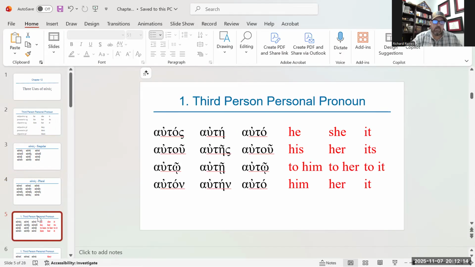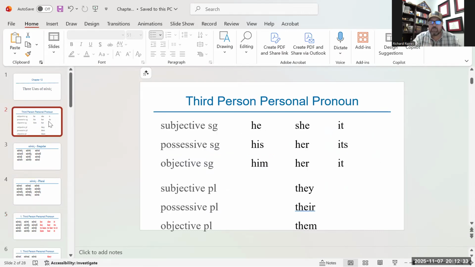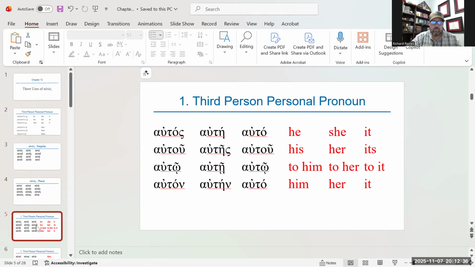So here's how you would translate each of those into English. I'm just going to toggle really quickly, so take a mental picture of this. He, she, or it, his, her, its, to him, to her, to it, him, her, it. That's what you're going to find similar to this paradigm. So in the Greek, when autos appears in the nominative, it is typically going to be the subject. Not always, right? But typically you're going to find it as the subjective, he, she, or it.